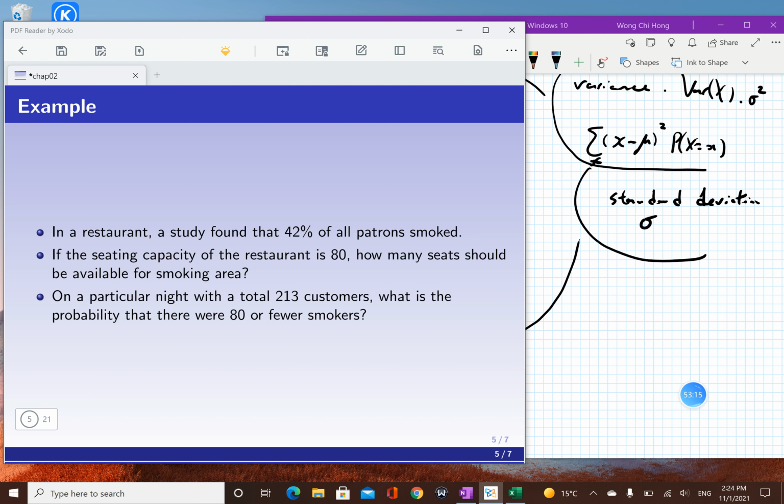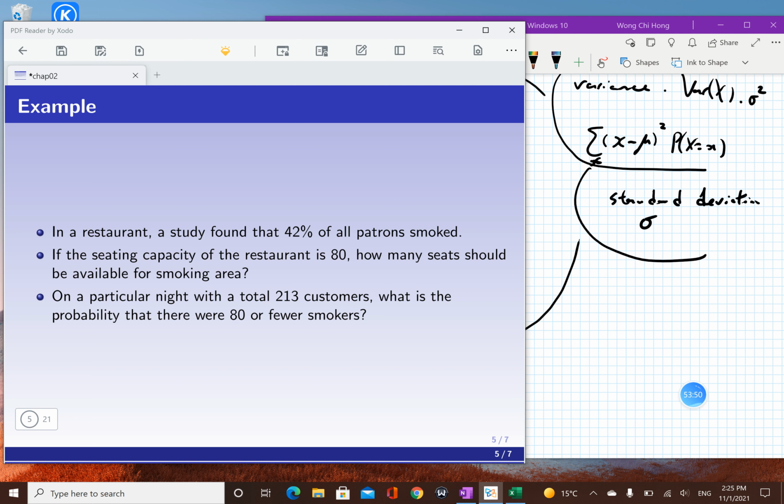Let me give you a quick example here. Suppose that we've got a restaurant, and of course we've got customers coming in and out, and we notice that some of our customers are smokers. So we're thinking to have smoking areas in my restaurant, a little area only for smokers, and then we have non-smoking areas for the rest.